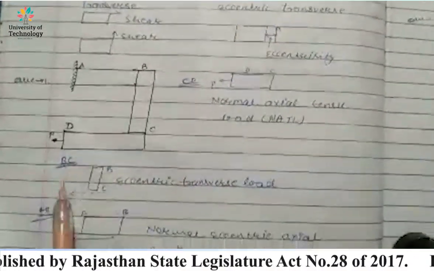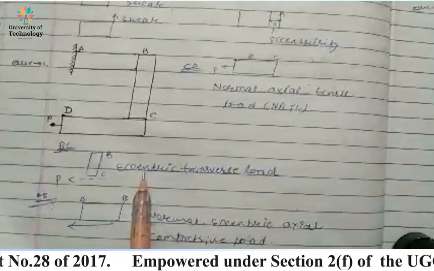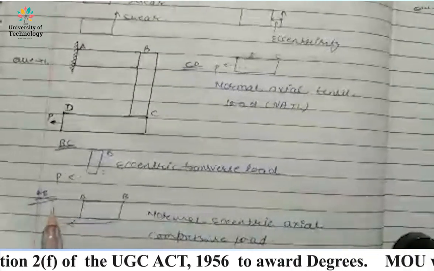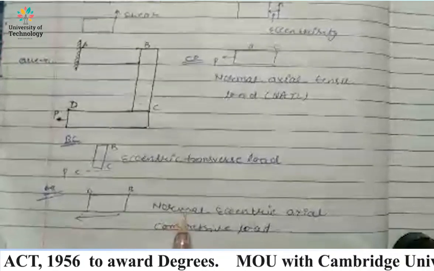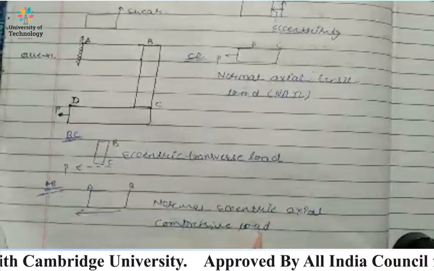Okay, now column BC is this type and load is this type. So this is eccentric transverse load. And now AB is this column. This is the normal eccentric axial compressive load.